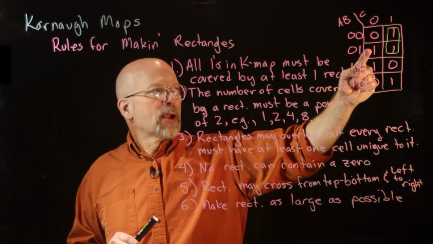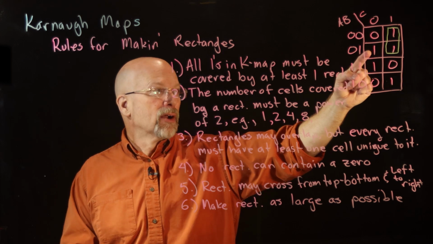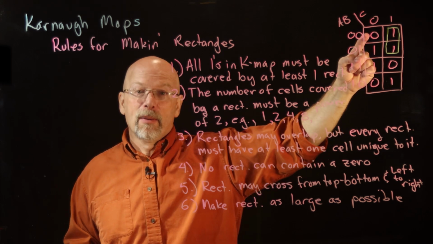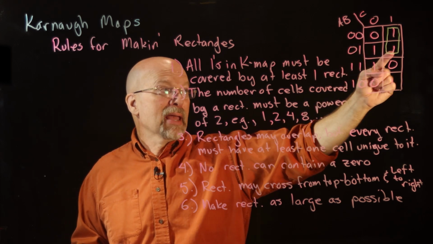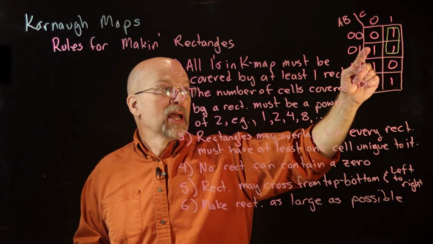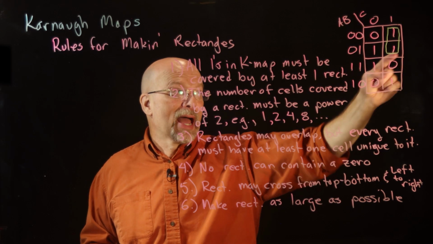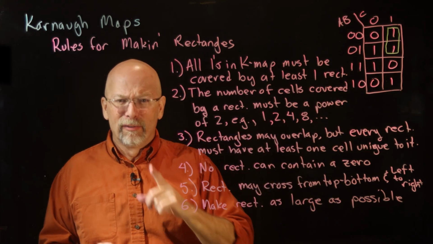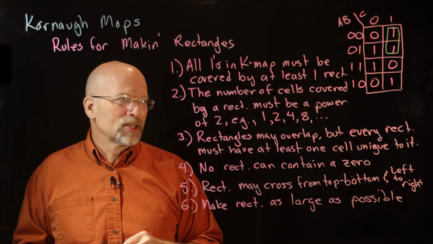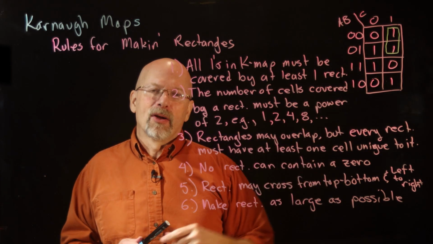So let's go to this guy right here. Well, I can't pair it with the one above it, but I can pair it with the one to the right, or I could pair it with the one below it. I can't pair all three of them. That would be a triangle, first of all. Second of all, it would be 3 cells. Which one should I pair it with?